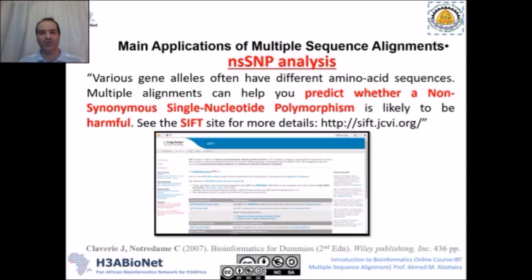SNP analysis, or what we call single nucleotide polymorphism, is very important because from your multiple sequence alignment, you can see the single nucleotide polymorphisms within your sequences. So this is a very good way of comparison and detection of this kind of SNPs. And there is a program called SIFT, and this program can be easily used to detect what you are looking for.